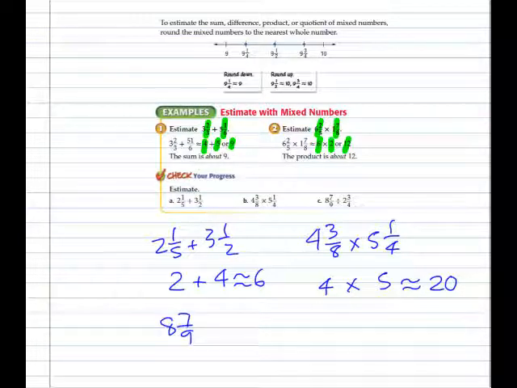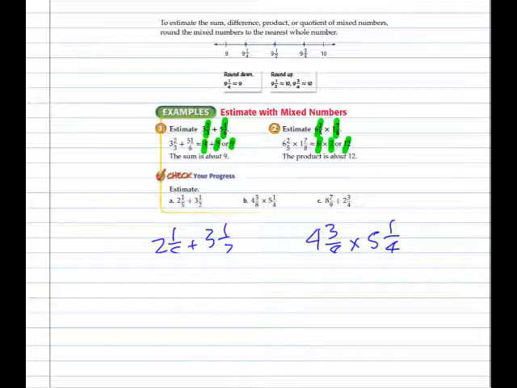Example C, 8 7/9 divided by 2 3/4. We're going to round 8 7/9 to 9. We're going to round 2 3/4 to 3. So the estimate of 8 7/9 divided by 2 3/4 is approximately 3.